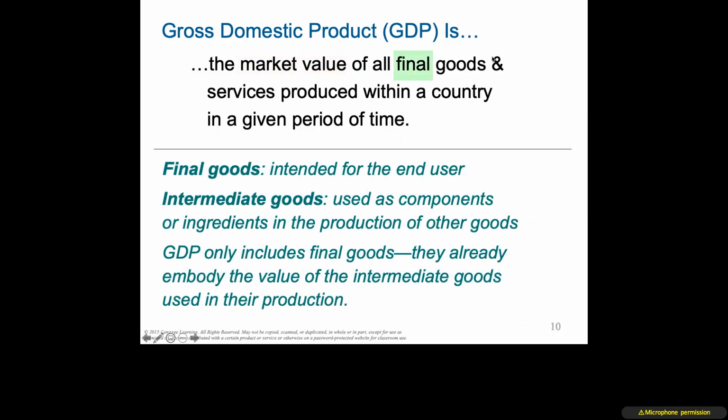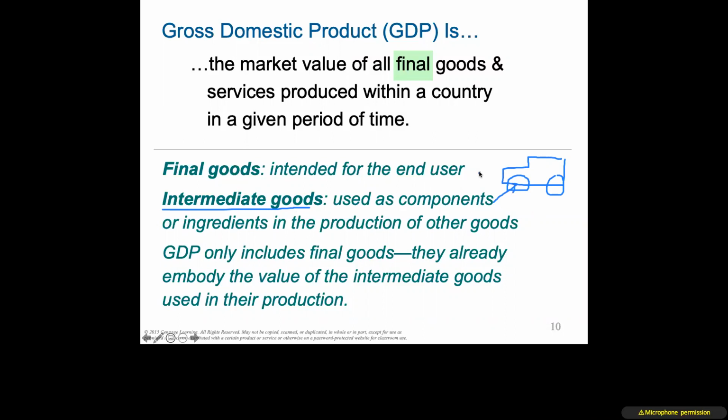Final goods. So the market value of all final goods. What does the final mean? Final goods are intended for the end user. Intermediate goods are components or ingredients in the production of other goods. So for instance, when you buy a car, if you're lucky, your car has tires. So here is your little beautiful car. And here are the tires. When you buy your car, those tires are considered an intermediate good. They're a component that goes into the final purchase of the car.